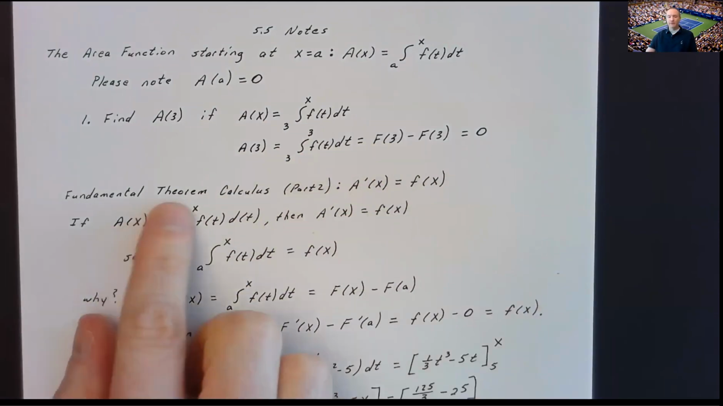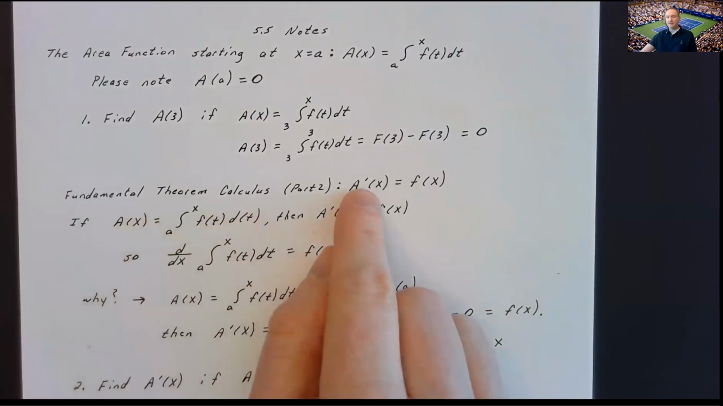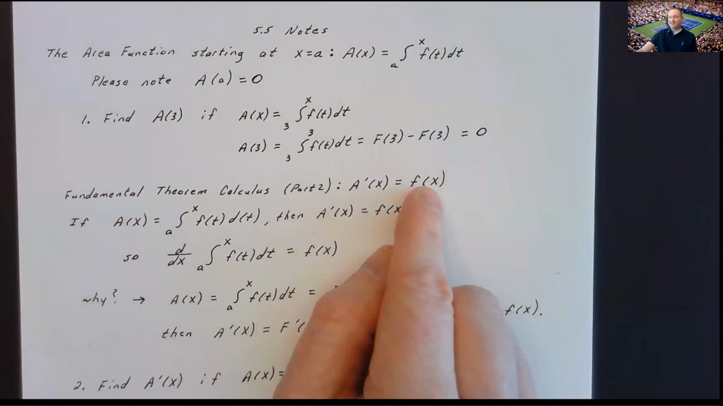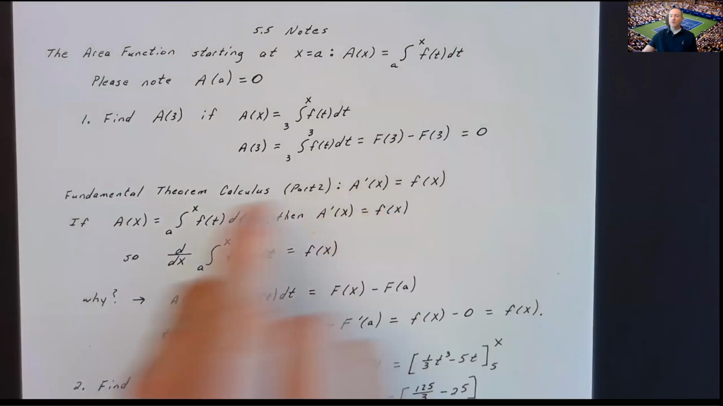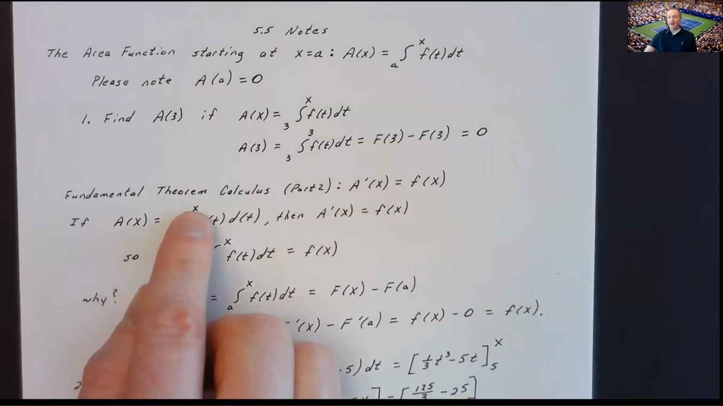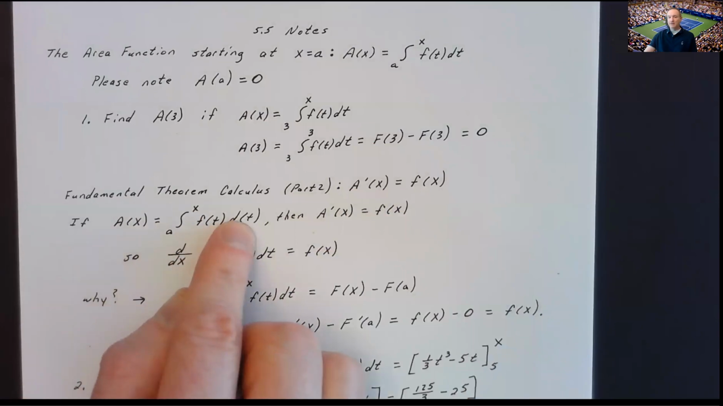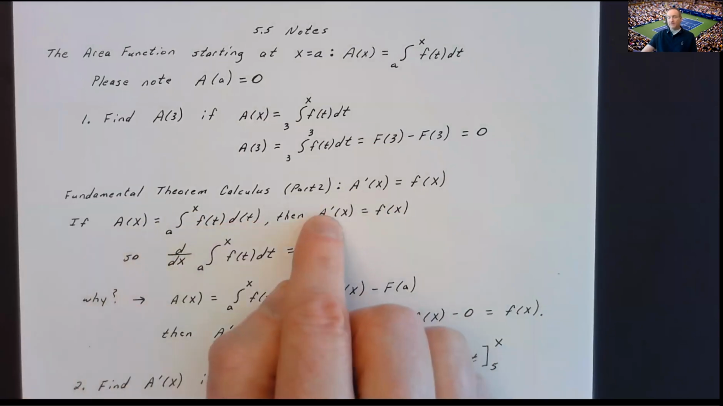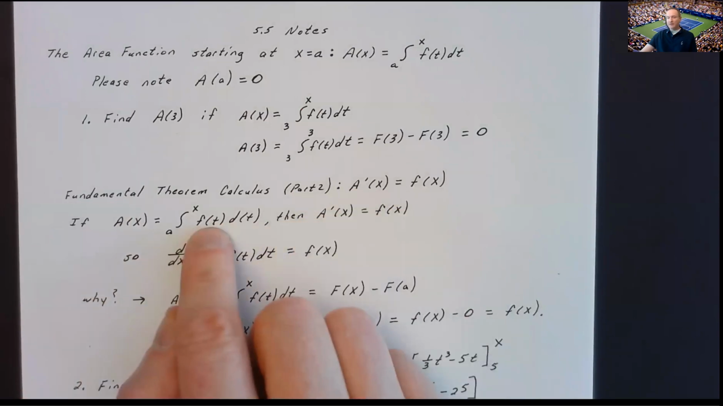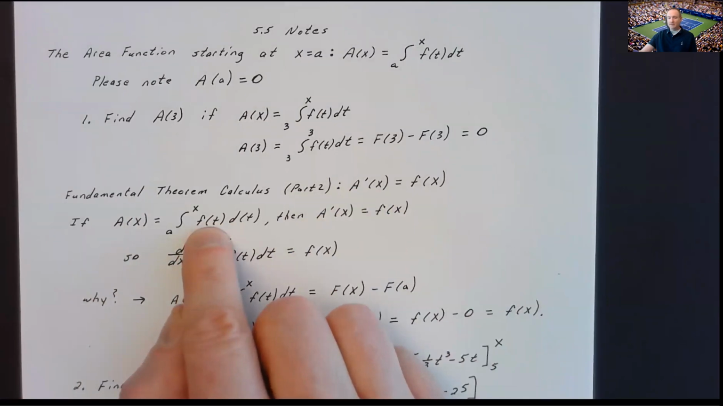Now, the fundamental theorem of calculus part 2 is just saying that the derivative of the area function is just the function on the inside of the integral evaluated at x. So what it's saying is that if A of x is the integral from a to x of f of t dt, then the derivative of that area function, A prime of x, is just the function on the inside evaluated at x, not at t.